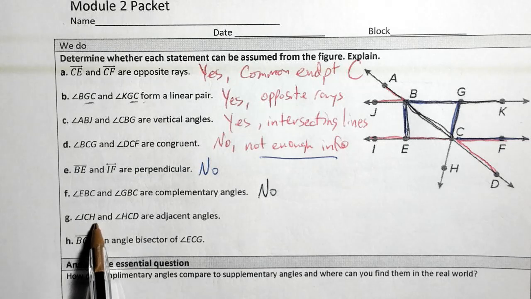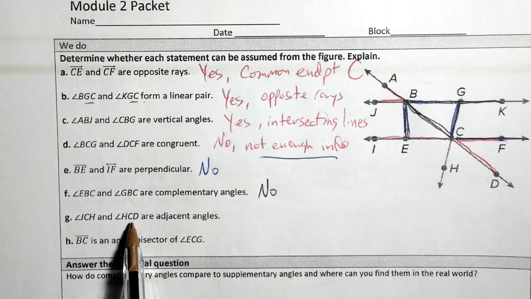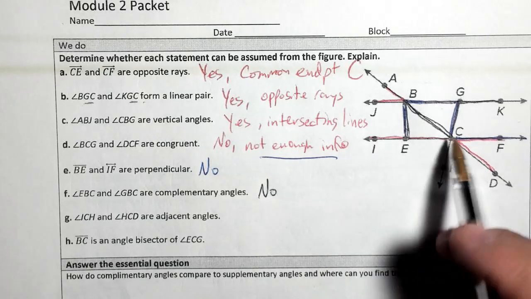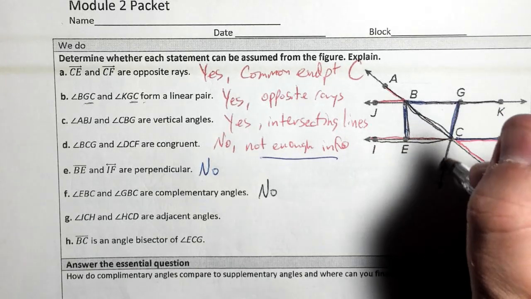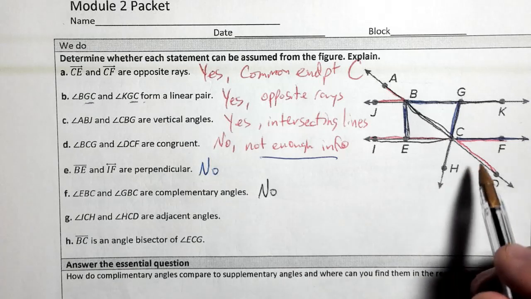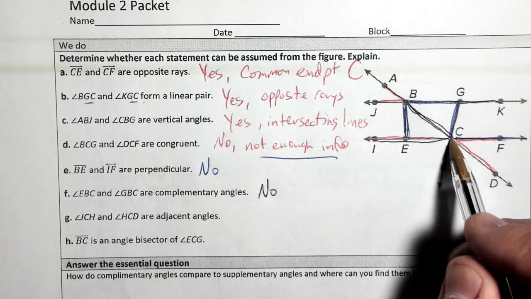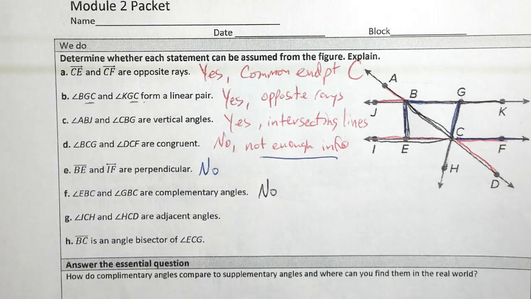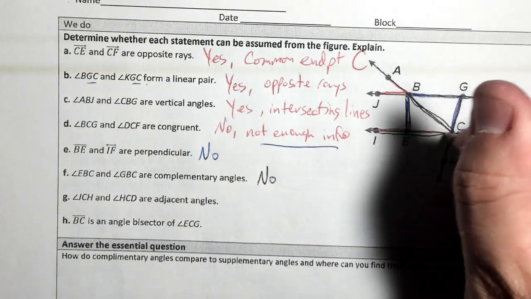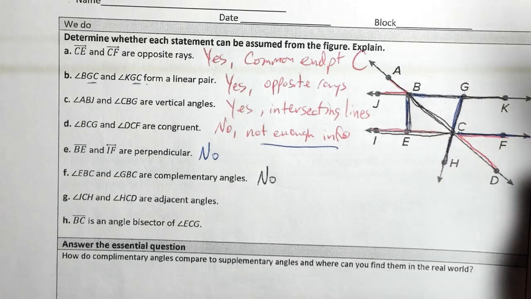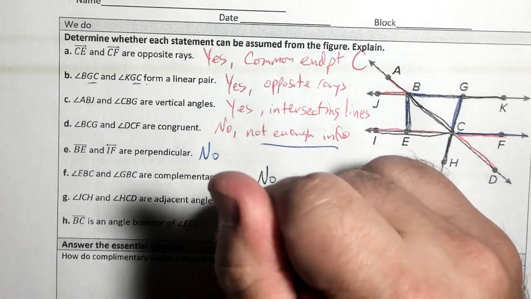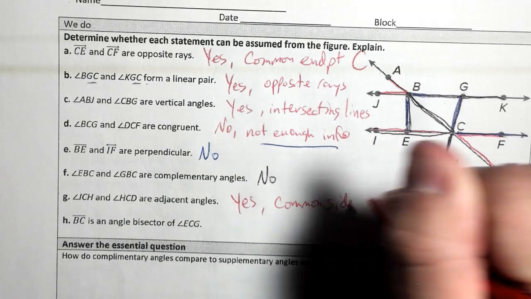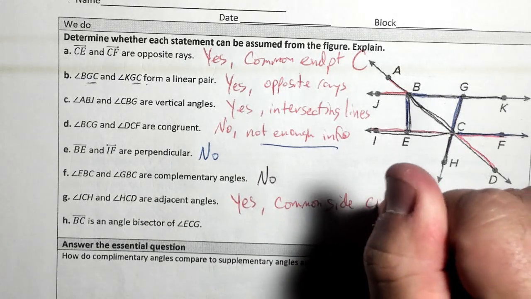G. Angle ICH and angle HCD are adjacent angles. Alright, so let's see what we're talking about here. ICH, so here, and HCF are adjacent angles. Well, so we'll go here and here. They both share this side. So the answer to G is yes. Common side. The common side is CH.